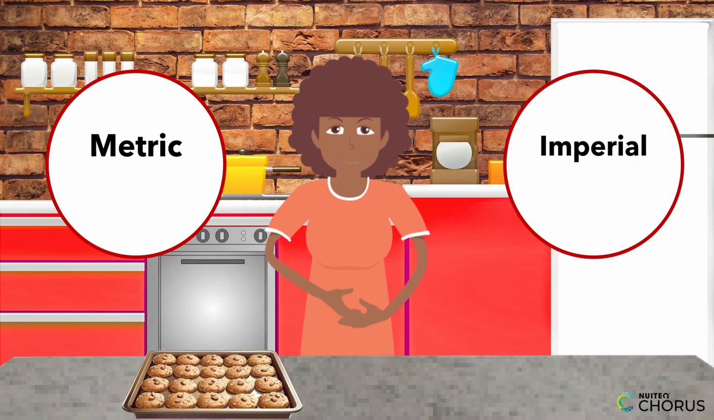First things first, let's break down some key terms. Metric units are those used in the metric system, like meters, grams, and liters. Meanwhile, imperial units, like inches, pounds, and pints, are commonly used in the United States and some other countries. But fear not, we're here to make sense of it all.